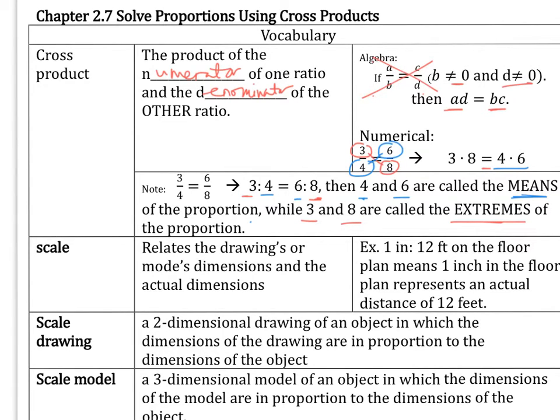Okay, the next vocabulary word, scale. Scale relates the drawing's or model's dimensions and the actual dimensions. Example, 1 inch to 12 feet on the floor plan means 1 inch in the floor plan represents an actual distance of 12 feet.